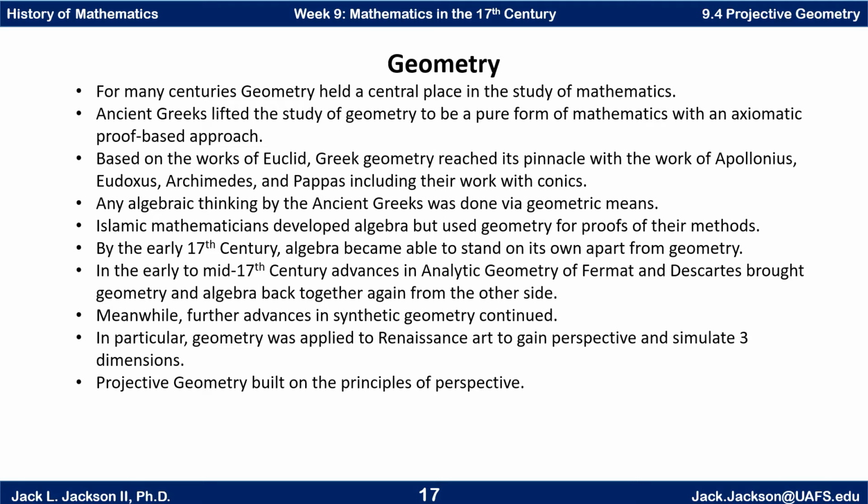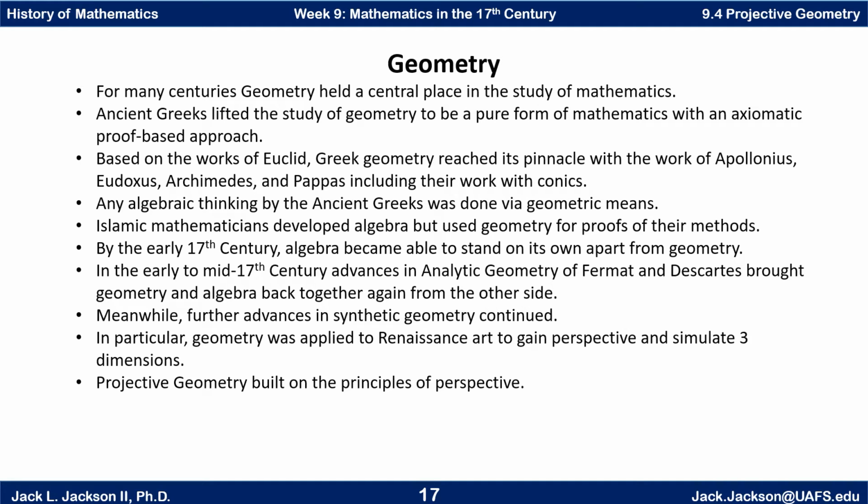approach. Based on the works of Euclid, Greek geometry reached its pinnacle in the works of Apollonius, Eudoxus, Archimedes, and Pappus, including their work with conics. Any algebraic thinking by the ancient Greeks was really done via geometric means. Islamic mathematicians developed algebra, but they used geometry for proofs of their methods. So even though they're starting to think of algebra as a separate thing, they're making sure that it's grounded in this Greek way of thinking.